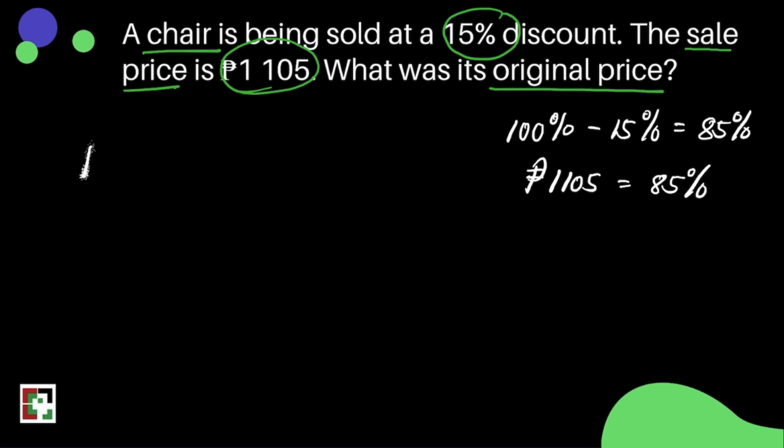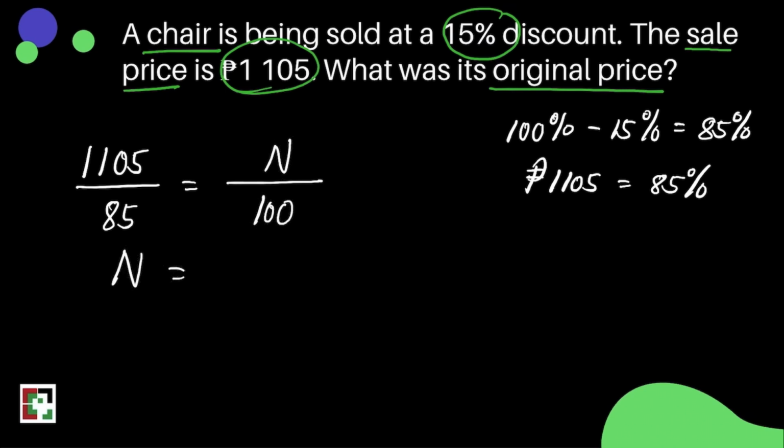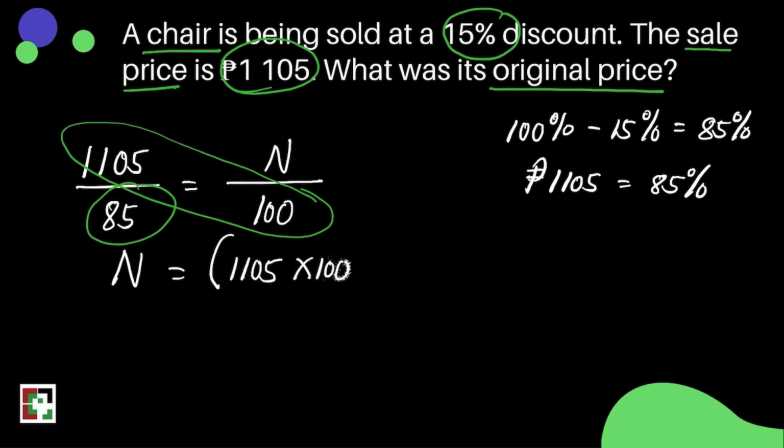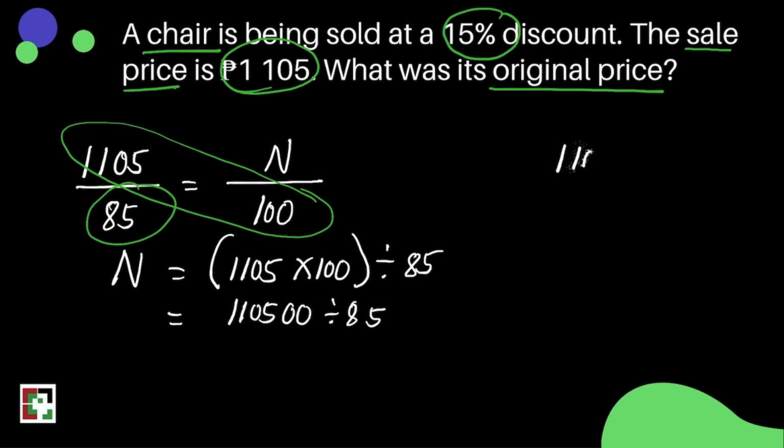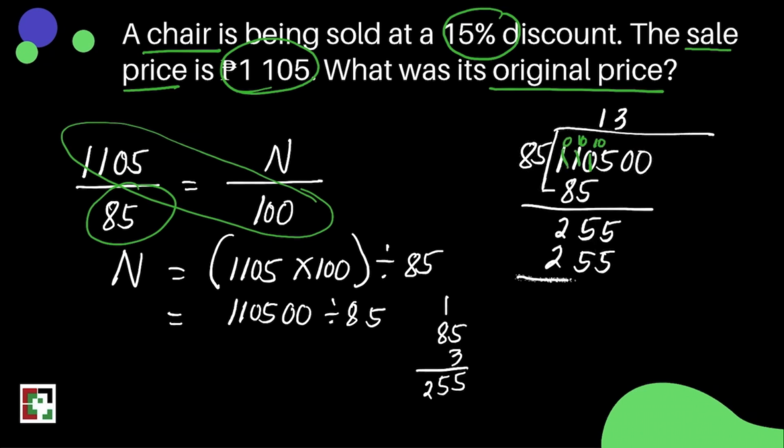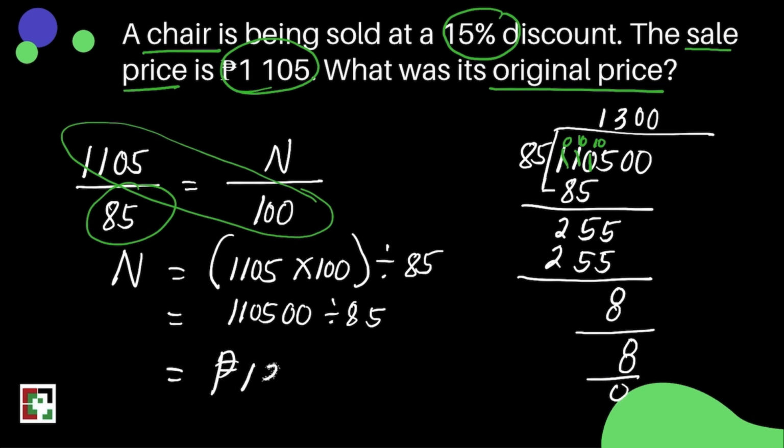To solve this problem, we can make use of ratio and proportion. If 1,105 is to 85%, then what is 100% of that number? How to get the value of n? We'll just do cross multiplication. Let's multiply 1,105 times 100 divided by 85. That's 110,500 divided by 85, and we will get 1,300 pesos. That is the original price of that chair.